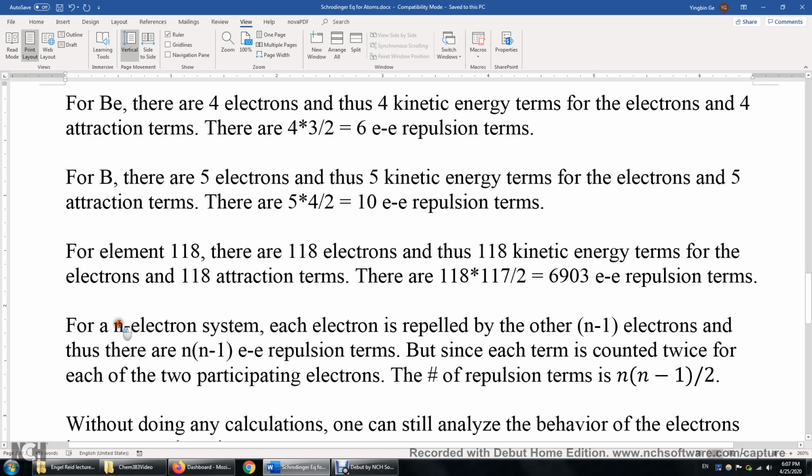If we have n electrons, so this is general, each electron is repelled by the other n-1 electrons. Therefore, we have n times n-1 electron repulsion terms. But wait, each repulsion term is counted twice, once for each of the two participating electrons, and then the total number of repulsion terms is n times n-1 divided by 2.